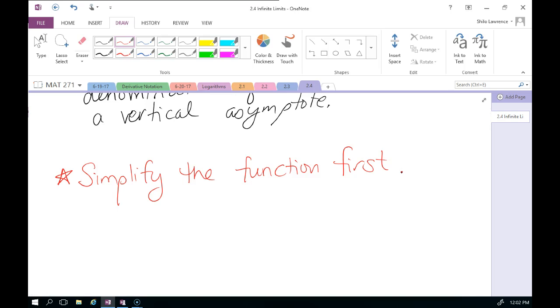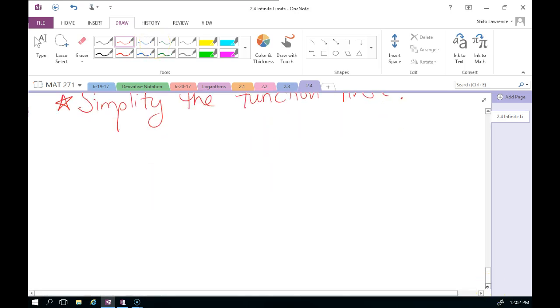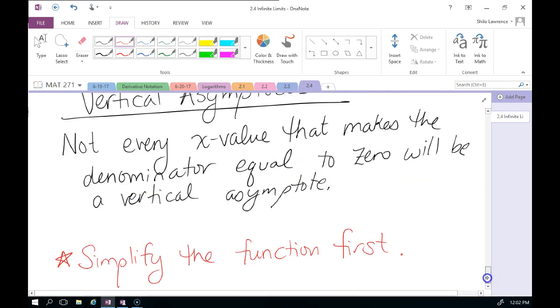All of those factors just create holes in the graph. And remember, with limits, holes are not a problem. We can still do limits at holes. Any factors that remain and that still create zeros in the bottom even after it's simplified, those truly are vertical asymptotes. So let me show you an example of what I mean with this.